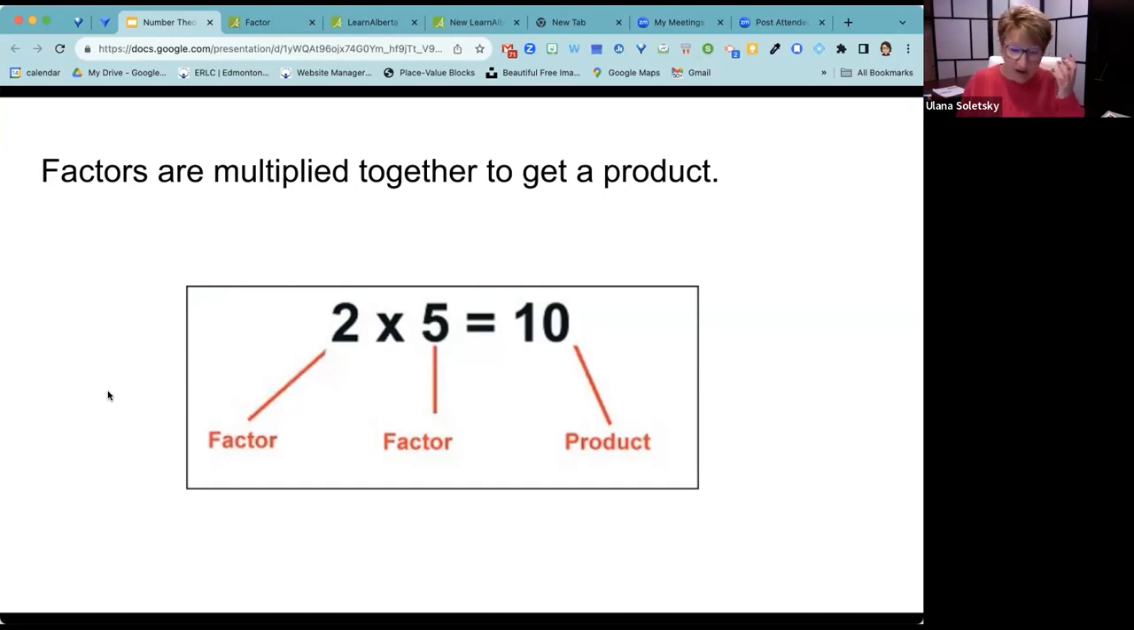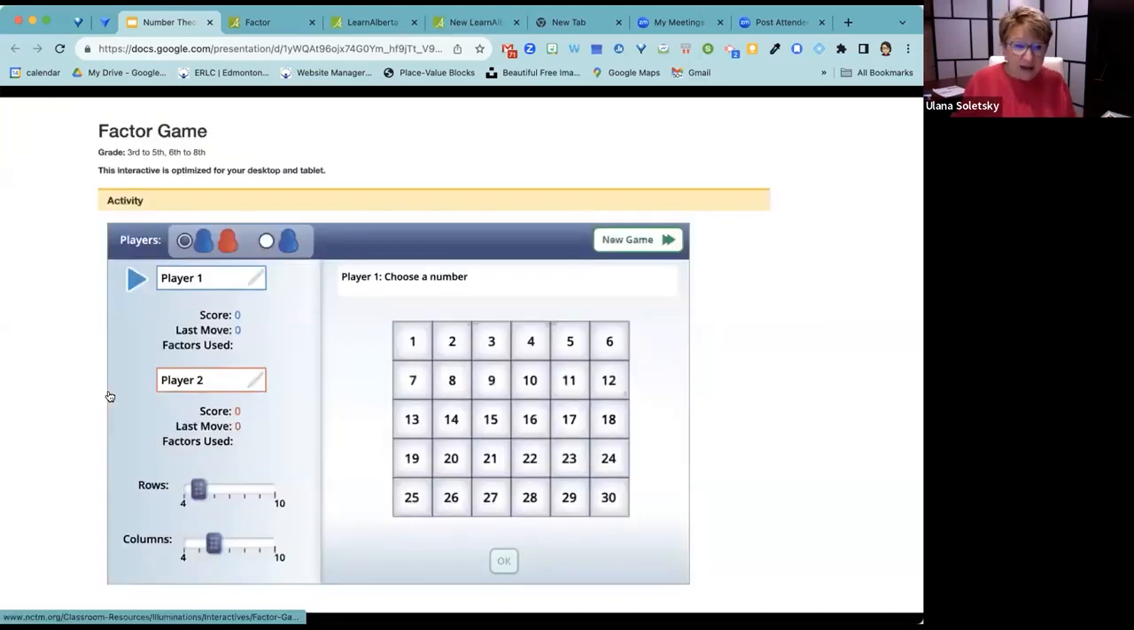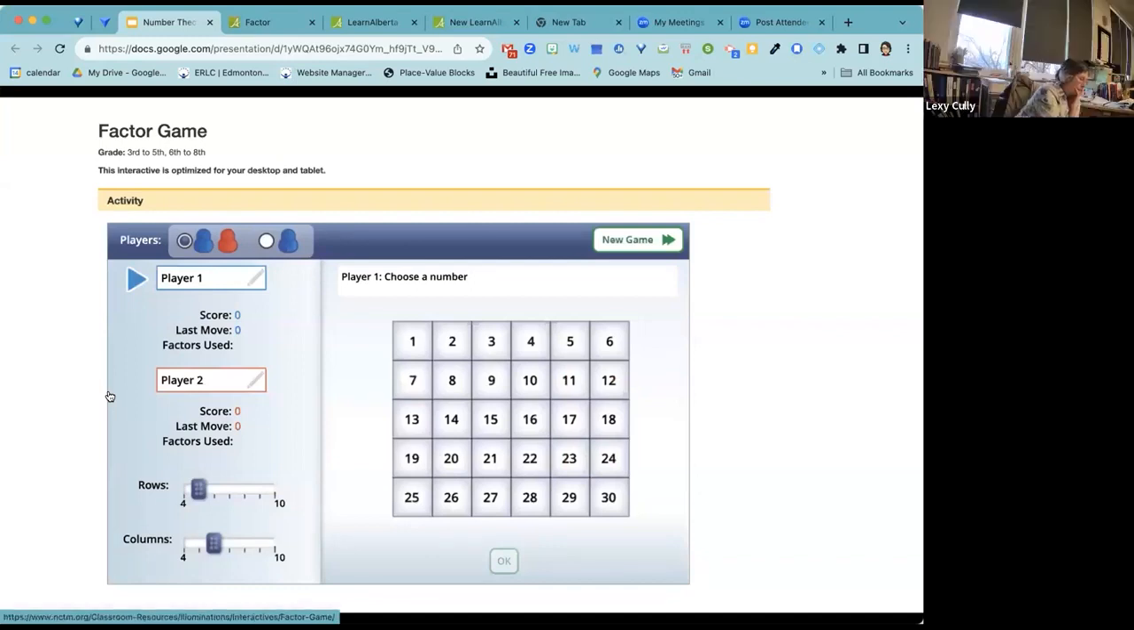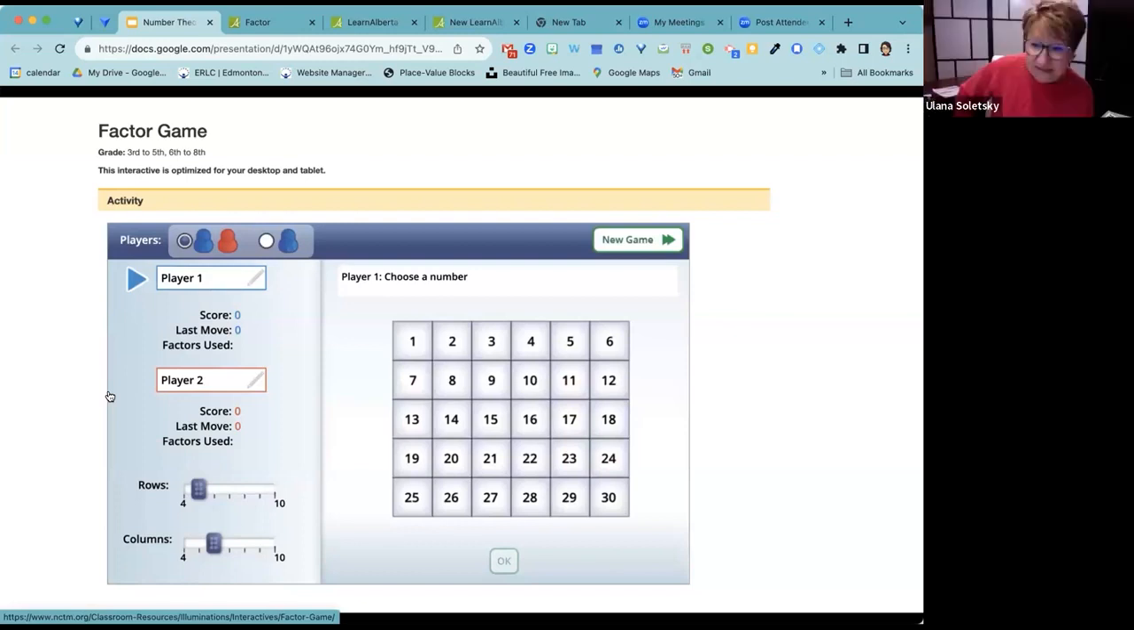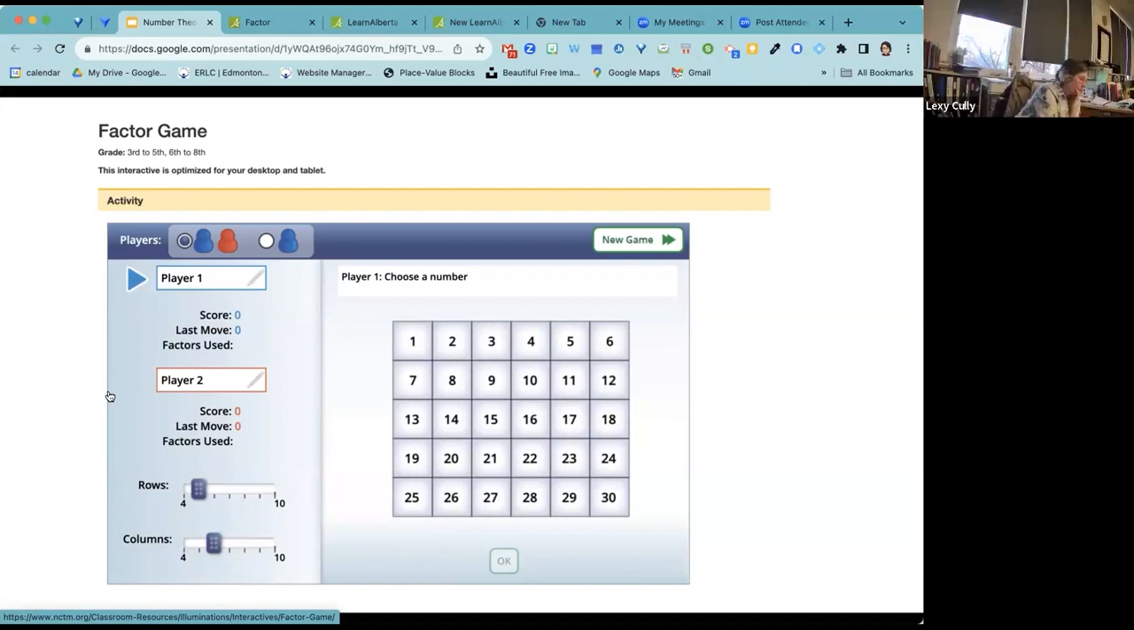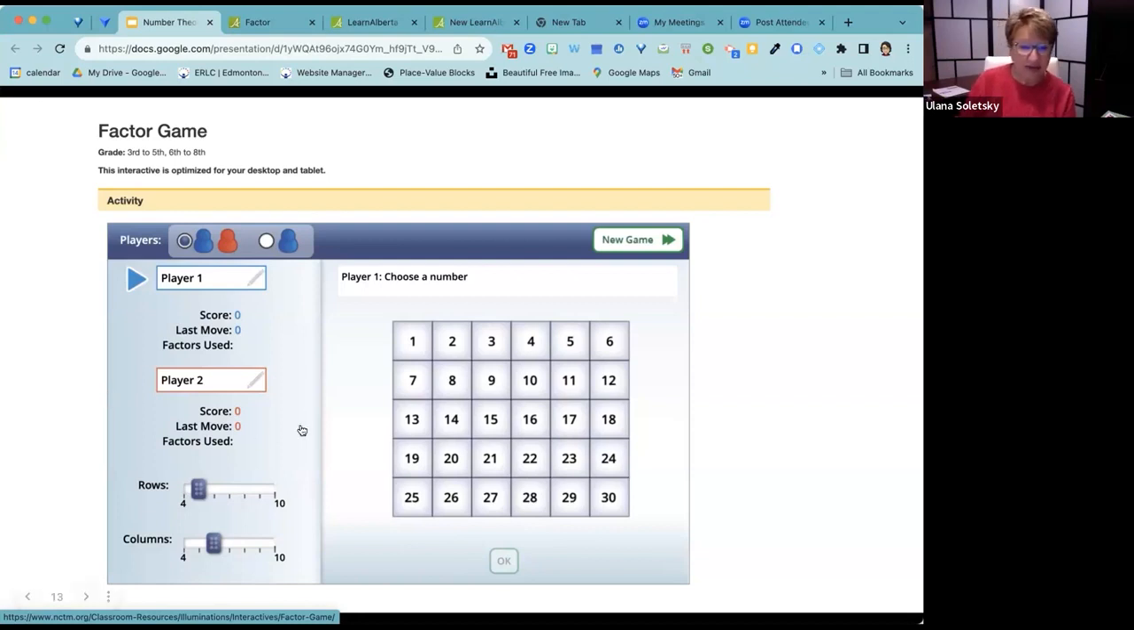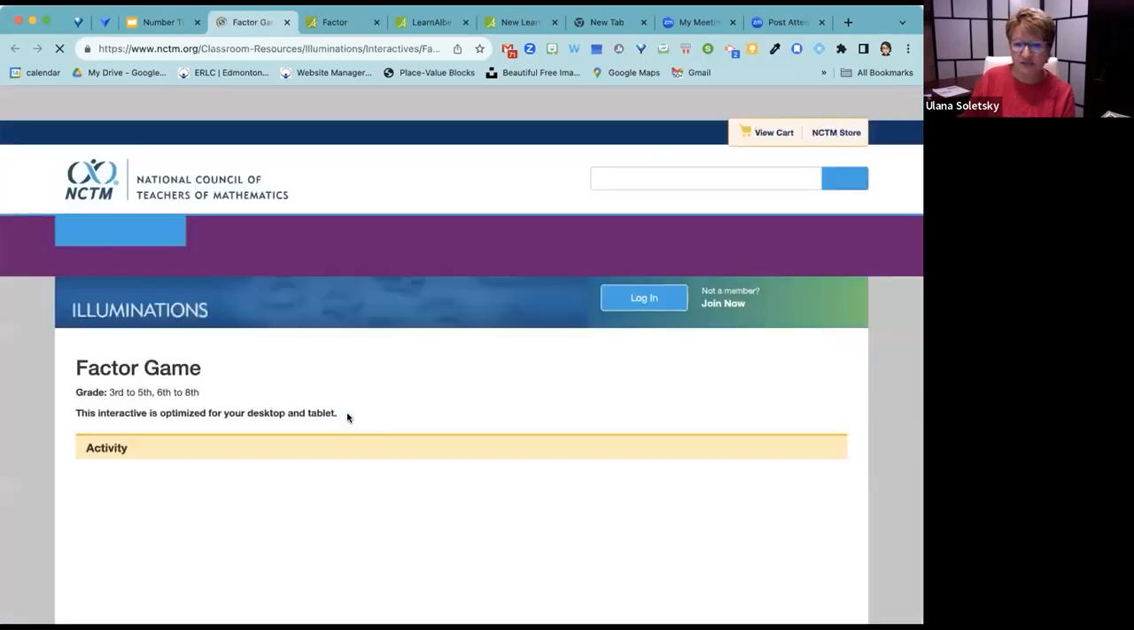I really believe in visuals that help kids see things and understand some of the words that we are using. I'm a real believer in games, and this is a game that is found on Illuminations. And not everything is free, but this one is free. And I'm just going to go there for a second just to show you.